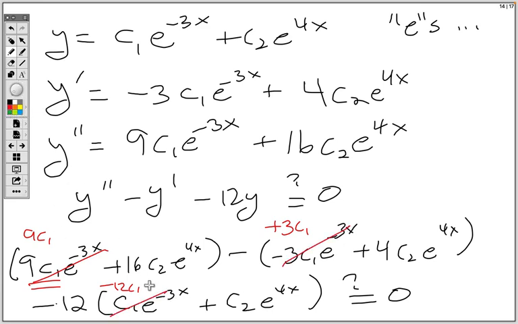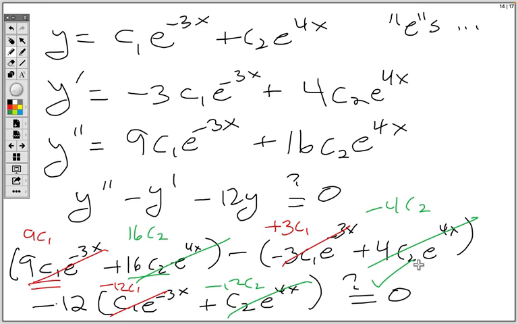Now we do the same thing with the e to the 4x terms here. We got 16c2 of them. Here we have a minus 4 of them. And then a minus 12 of them. So sure enough, 16 minus 4 minus 12, those are going to zero out as well. And by golly, that's equal to 0. All right.